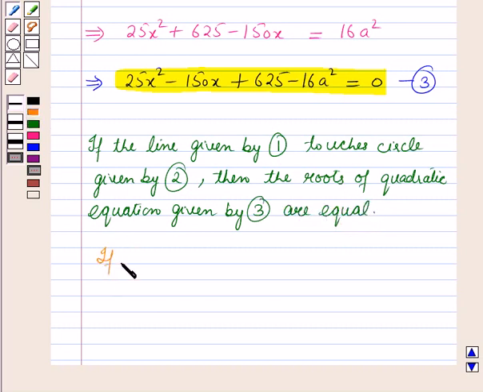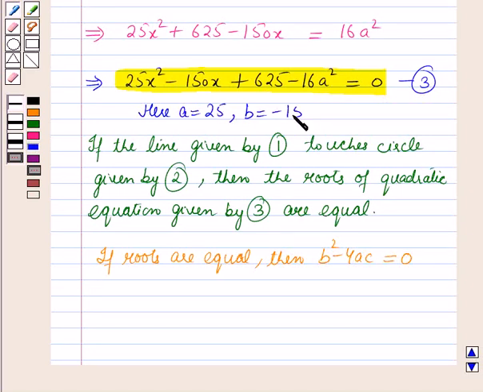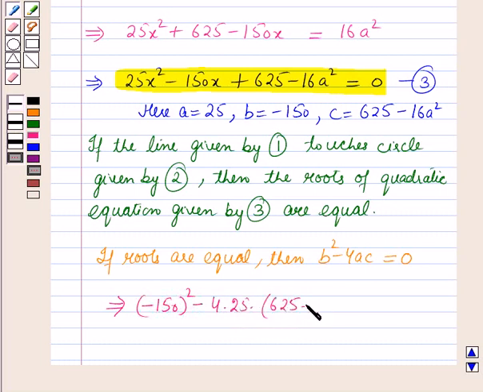Now, if roots are equal, then b² − 4ac, which is the discriminant, is equal to 0. Now, for this equation, here, a is equal to 25, b is equal to −150, and c is equal to 625 − 16a². So substituting the values of a, b and c here, this implies (−150)² − 4 × 25 × (625 − 16a²) = 0.